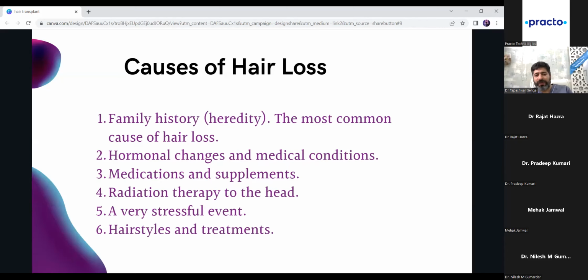There are many causes of hair loss. The list can be long and long, but what we deal in is the hereditary androgenic alopecia. That is the most important to us. The rest of this, hormonal changes, medical conditions, some drug side effects, radiation therapy to the head, stress, and hairstyle treatments, these are all temporary. They get reverted back the moment you correct the causing agent. But it is the hereditary androgenic alopecia which will come to us, most of them, for hair transplant.